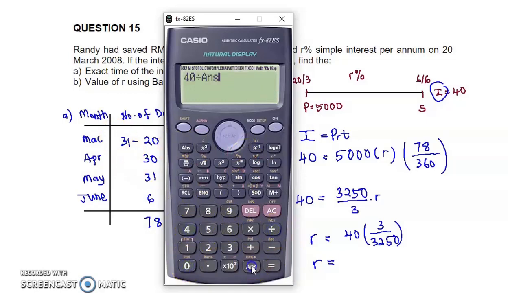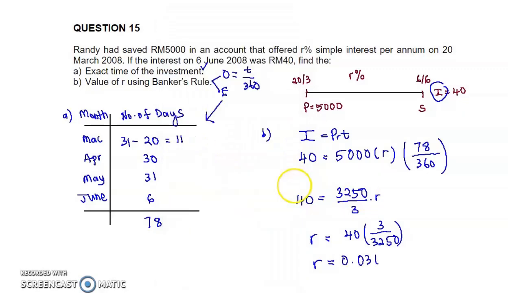T divided by answer. Answer referring to 3250 over 3. So 0.0369. Round off to 4 decimal point. And normally we express R in percentage. So multiply by 100. Okay, so R is 3.69%.